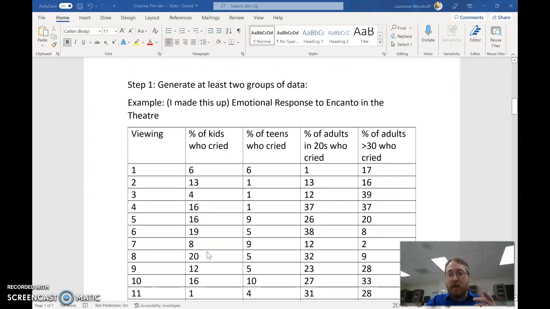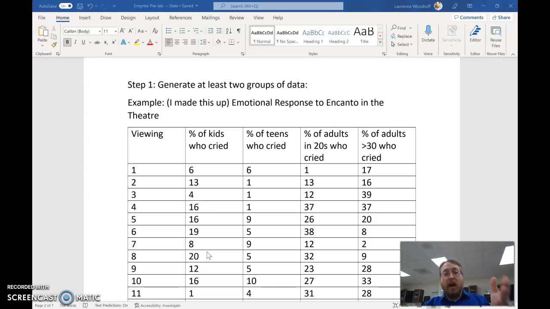So step 1, generate at least 2 groups of data. You guys will be generating data in your enzyme denaturing lab, and you guys will decide what that data is. But I've made up some example data, and I completely made this up. This isn't a real study. This is the emotional response to Encanto for theater viewers. I totally just pulled these numbers out of the air.